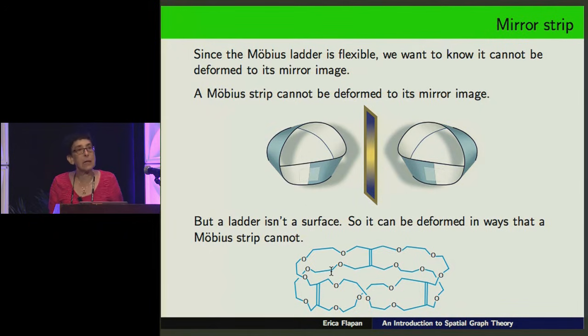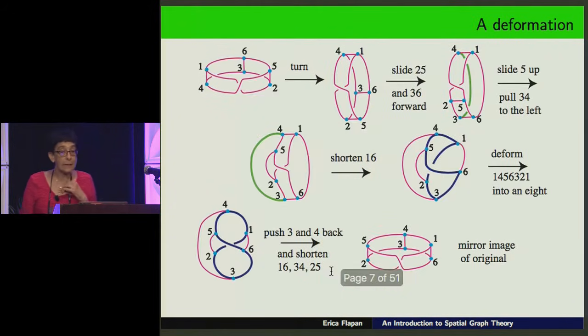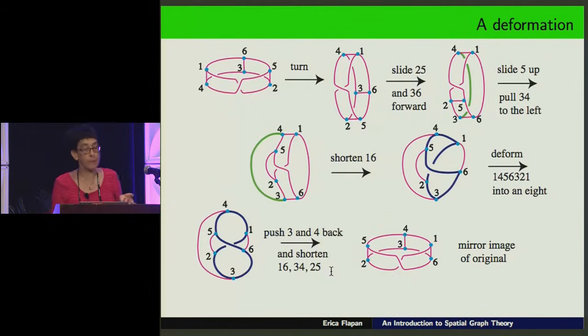But the thing is that a ladder isn't a surface, so it can move in ways that a surface can't. So this doesn't show that the molecular Mobius ladder actually doesn't change into its mirror image. And in fact, here is a deformation. The first thing I do is I draw it with just numbers, without all the carbons and oxygens, and I'm going to show you the deformation of it to its mirror image.